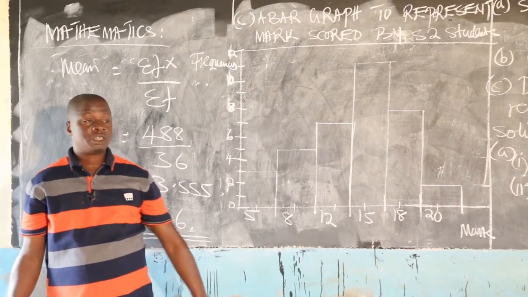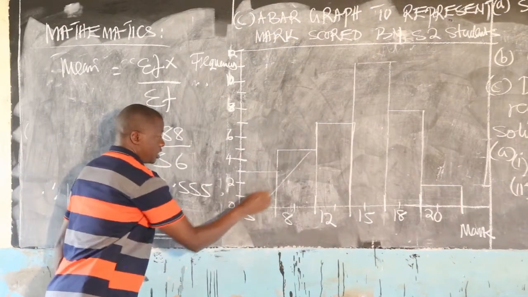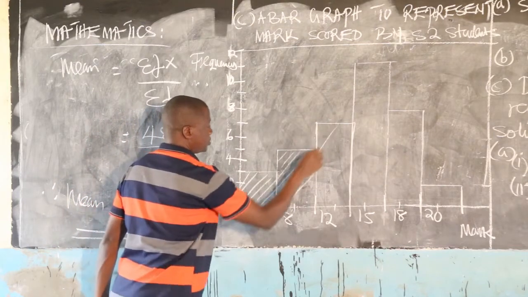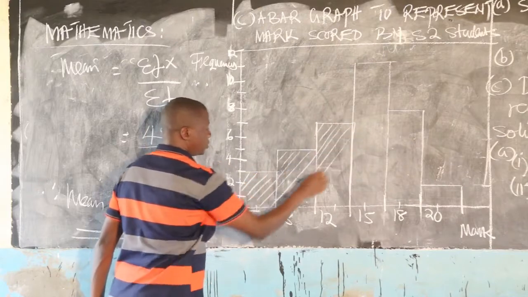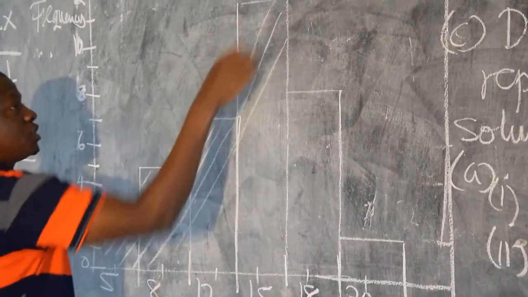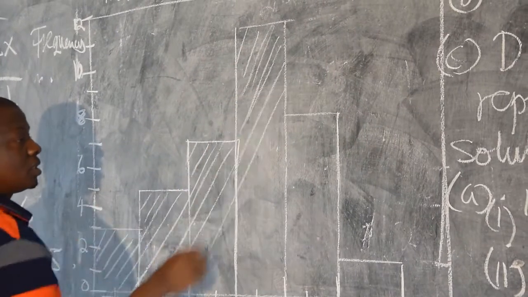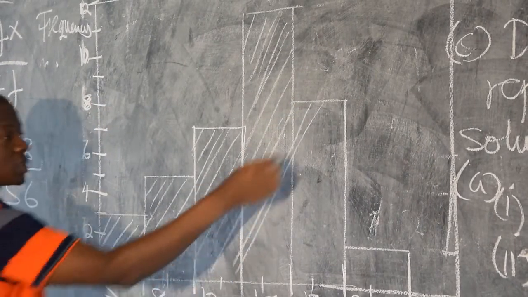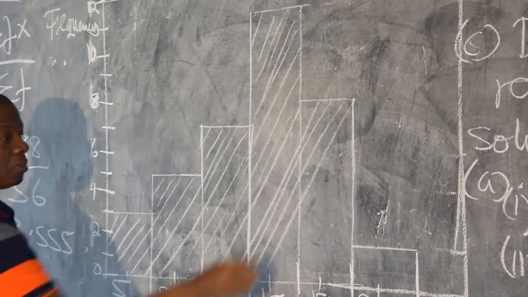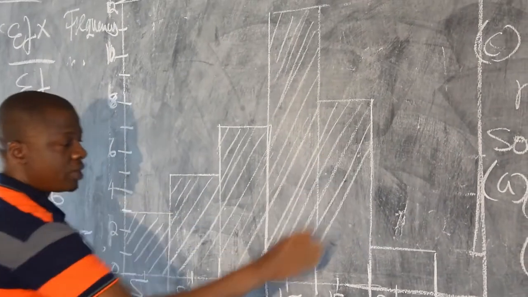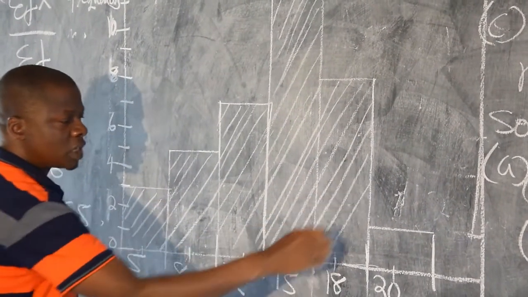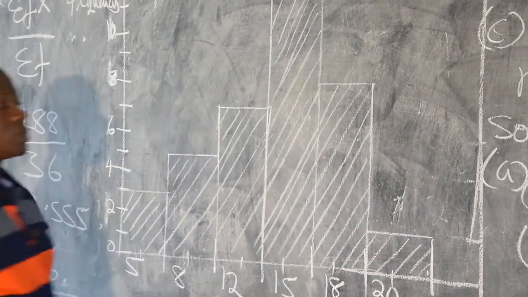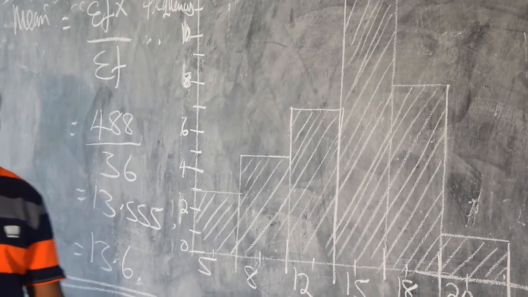But let us shade our bars. Bars are supposed to be attached, same width, but differ in height. We can also have bars which are not attached. This is our bar graph.